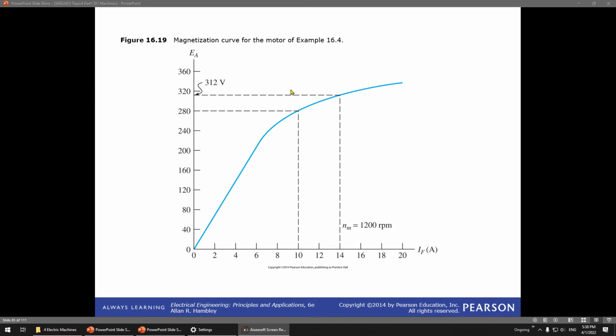This is the magnetization curve for the motor. You can see here IF and EA. This one should be the previous one. The characteristic is almost linear, and at the end it starts to saturate.